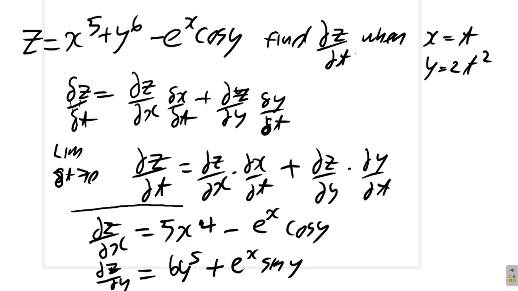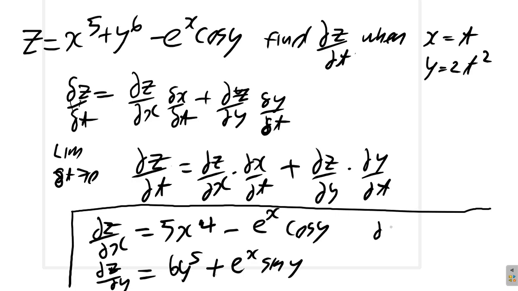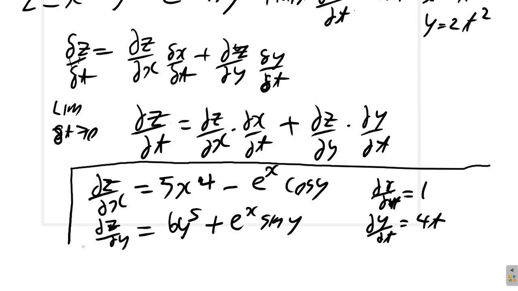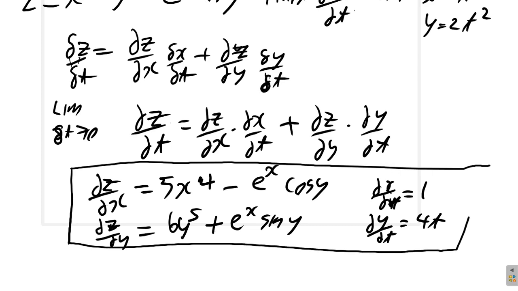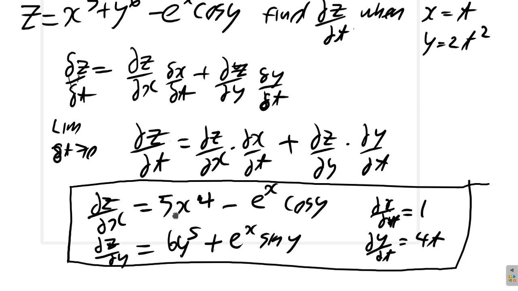Now, I'm just going to separate this from the partials that we're finding. The partial of x with respect to t is 1. And the partial of y with respect to t is going to be 2 twos are 4t. So these are the 4 partial derivatives that we found. So we substitute them here now. So what do we have?